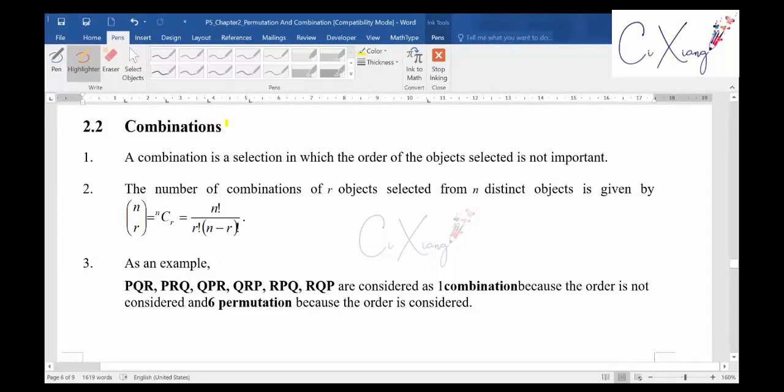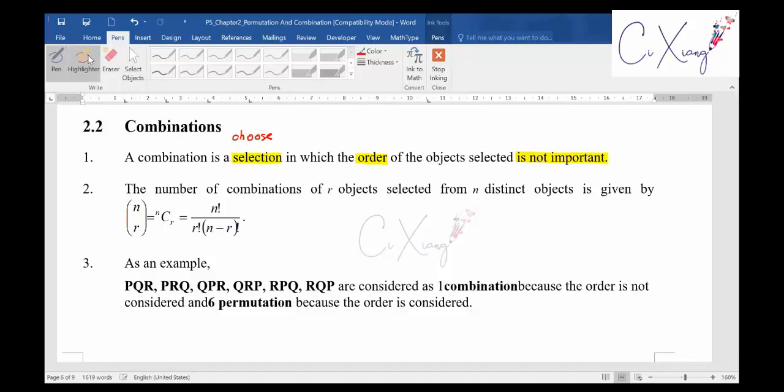Combination is when you want to choose, or when you want to consider all the objects, and the order or the sequence is not important. Usually for combination, you will see the keyword select, or sometimes the word choose. All of these are keywords for combination. You won't see the word arrangement, but you can see the word select or choose. So all these words belong to combination keywords.